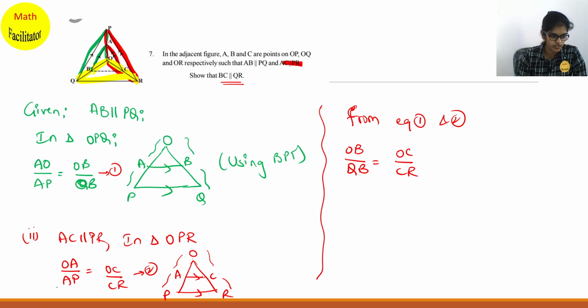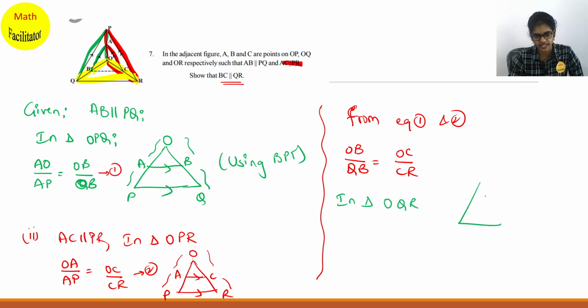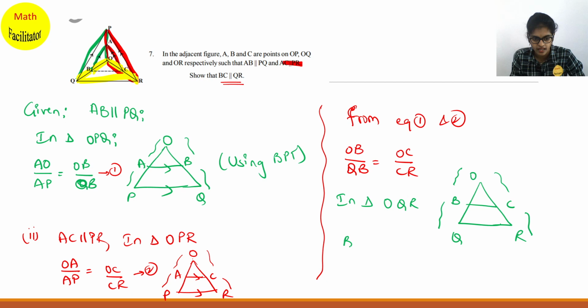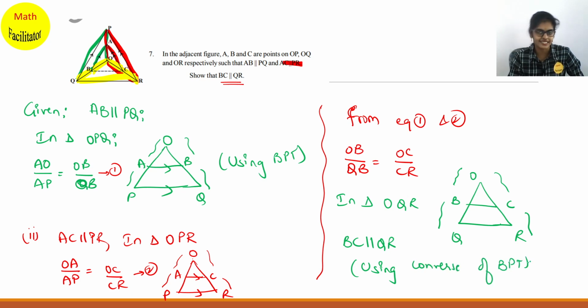So let's write that point here. So from these two, okay. In triangle OQR, I am showing you why I am taking the triangle. Are you getting it? So see the coloring. OQR you have, and B is in this way, BC. So here you got OB by QB is equals to OC by CR. So using converse of BPT, you can say BC is parallel to QR. Using converse of BPT. If you understand the concept, triangles is an easy chapter.